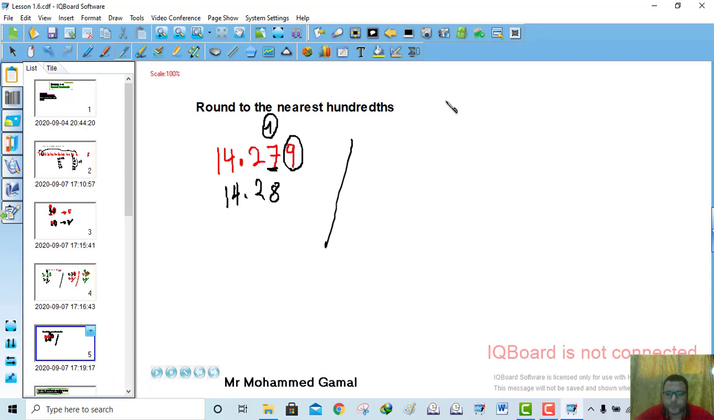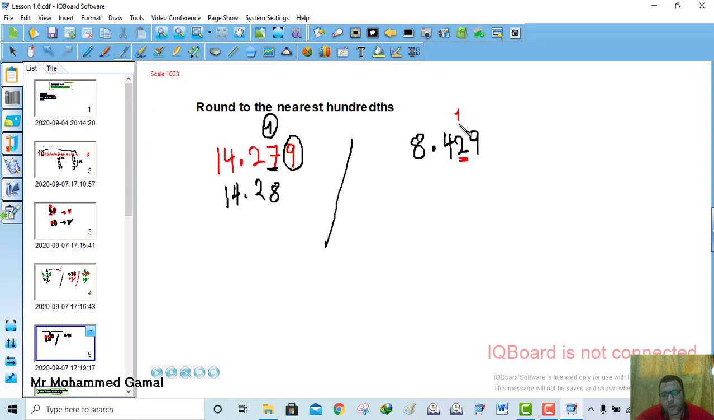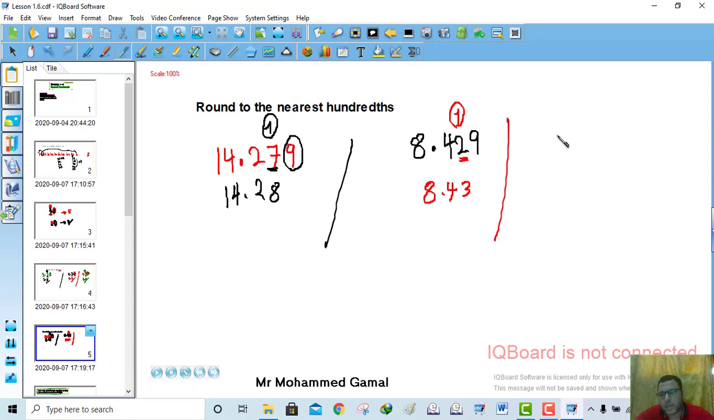Another one, if I have 8 decimal point 429, in this case, here is the hundredths place. The 9 is strong. I will add 1. So 1 and 2, 3, and here 4, and here is 8. 8 and 43 from which family? From the hundredths family.